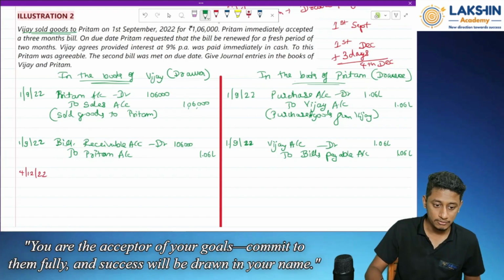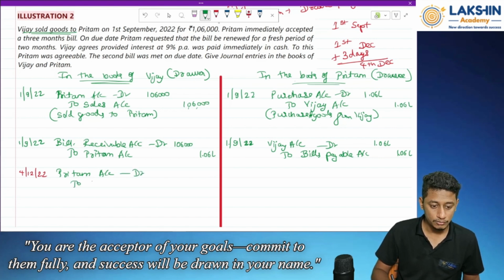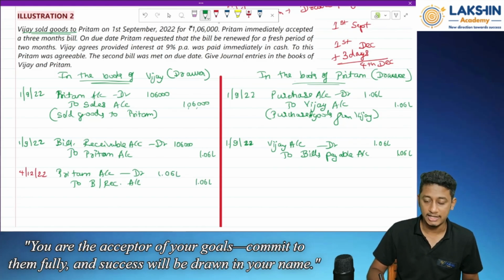So, reversing will be how? Preetham's account debited to bills receivable account, for again the same amount, 1.06 lakhs. Yes.